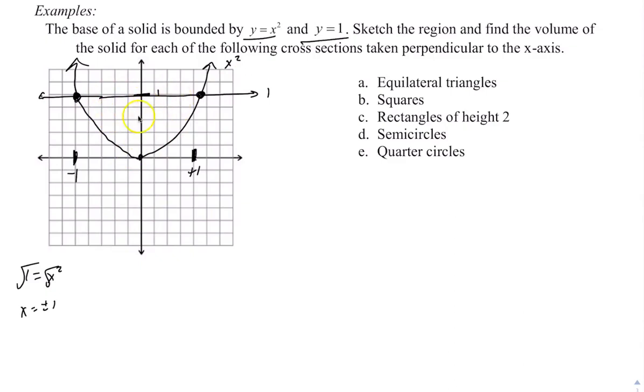So here's the thing we're trying to find the volume of. We know the formula. For every single one of these, the formula is going to be the integral from -1 to 1 of my area function, dx. So for every single one, all we have to do is figure out what the area function is, then integrate from -1 to 1. That is it. Now, the area function changes. It depends on the picture.